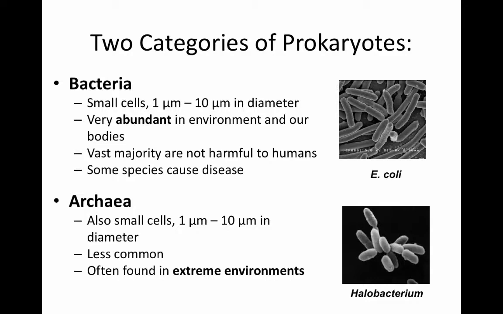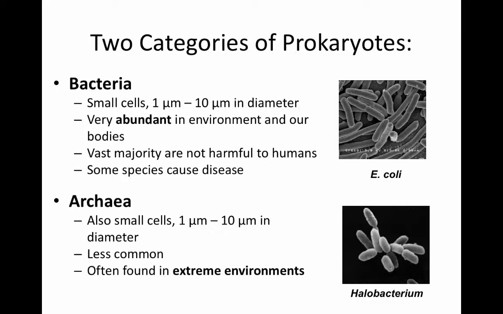Now there's two main categories here. Bacteria, they're small. The size of both of these are roughly the same, between 1 micrometer and 10 micrometers in diameter. These bacteria in general are very, very abundant in the environment and our bodies. There are actually more prokaryotic or bacterial cells in our body than we actually have human cells. Vast majority of those are not harmful. There are some species that can cause disease.